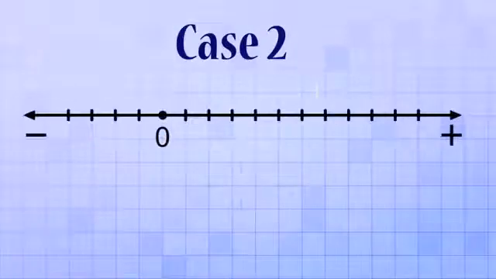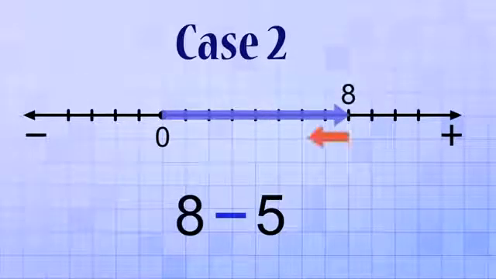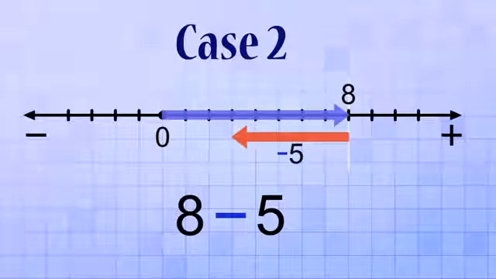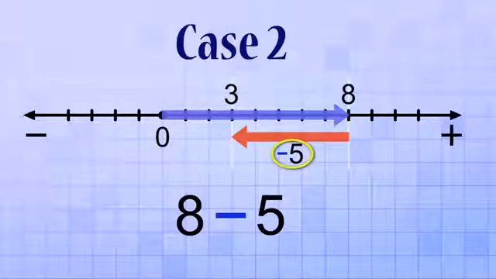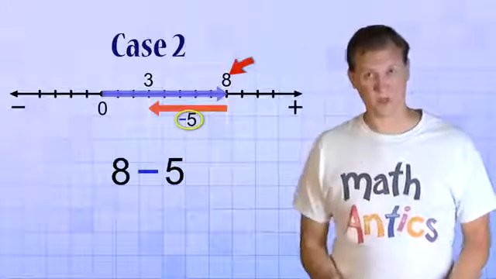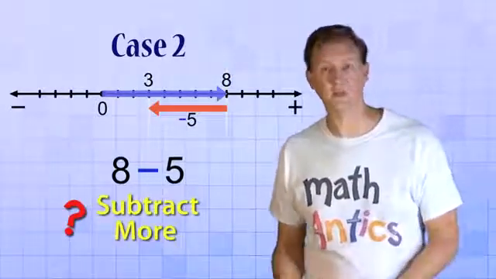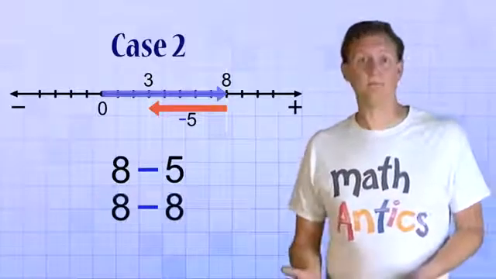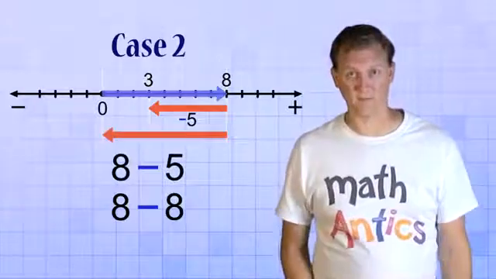For example, here we have the problem 8 minus 5. We start with positive 8, but we make it more negative by subtracting 5 from it. Subtracting 5 moves it to the left on the number line down to 3 as our answer. Our answer is still a positive number, but it's less positive than it was before. And that raises an interesting question. What if we subtract even more to move it further in the negative direction? Like what if we subtract 8 instead of 5? That would take us all the way back down to 0 on the number line.